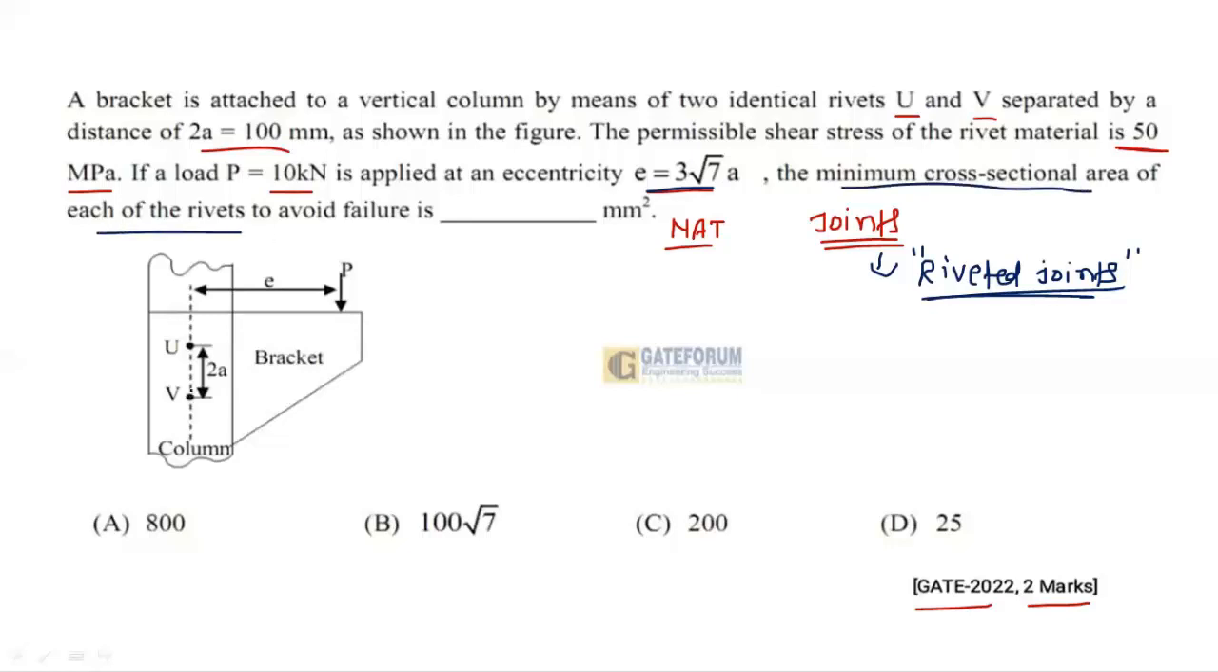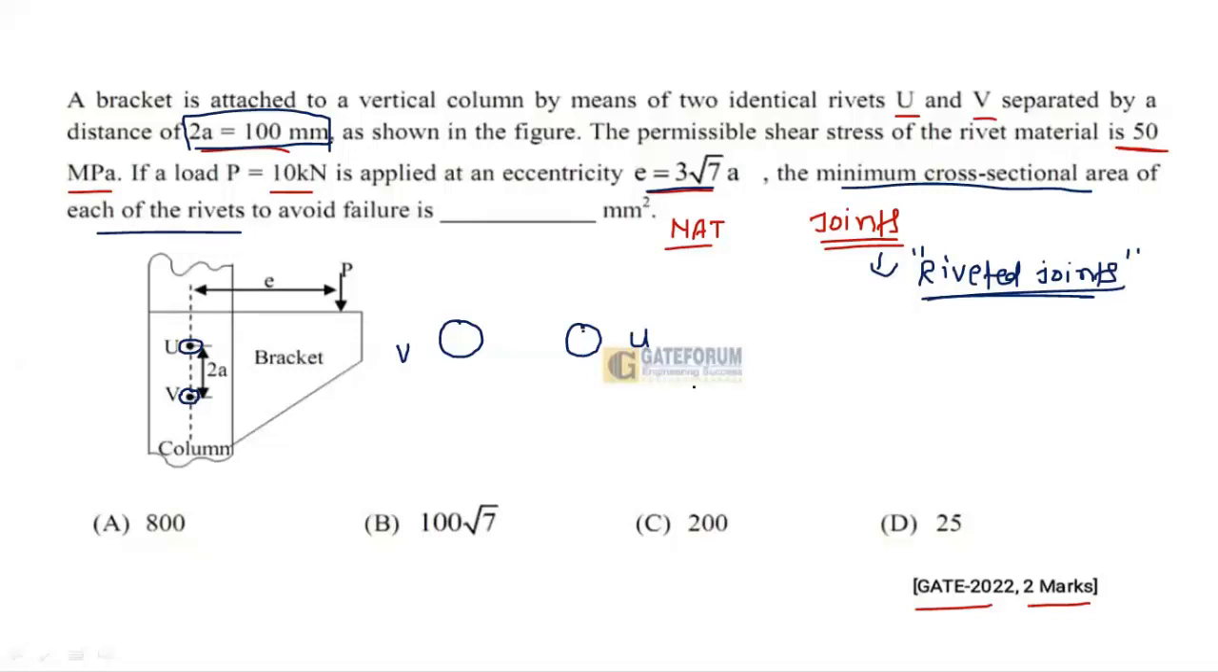So my dear friends, you can see you have two rivets, rivet U and rivet V, and the distance between this is given 2a. Okay, 2a, and the value of 2a is given 100 mm. Well, this is given how much? 100 mm. So my dear friends, let's assume this is your rivet V, okay, and this is your rivet U.